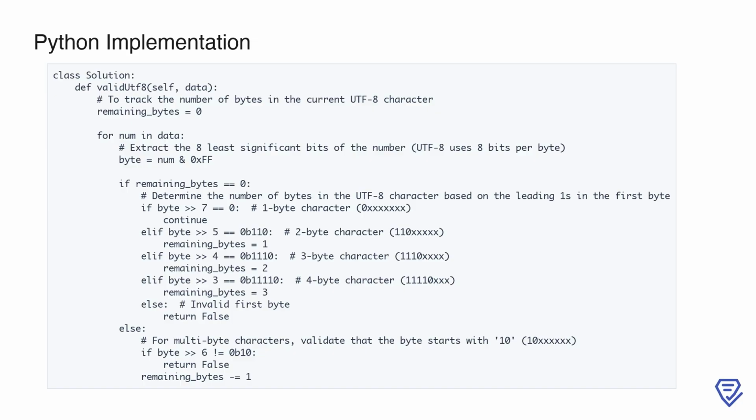However, if none of these patterns match, the byte is invalid, and we return false immediately. For non-initial bytes in a multi-byte sequence, we validate that they start with the 10-bit pattern. If they don't, the sequence is invalid, and we return false. For valid bytes, we decrement remaining_bytes by 1 as we process them.